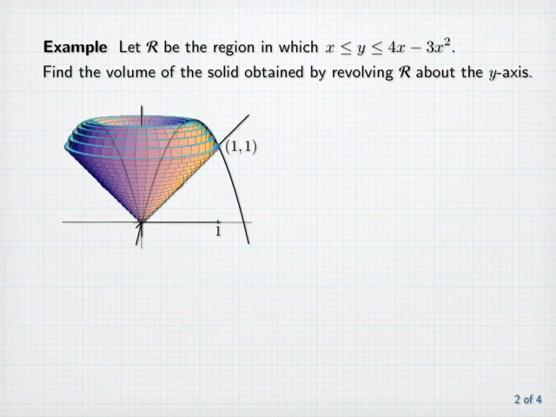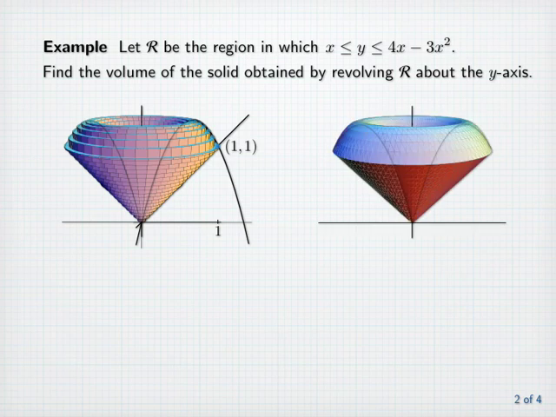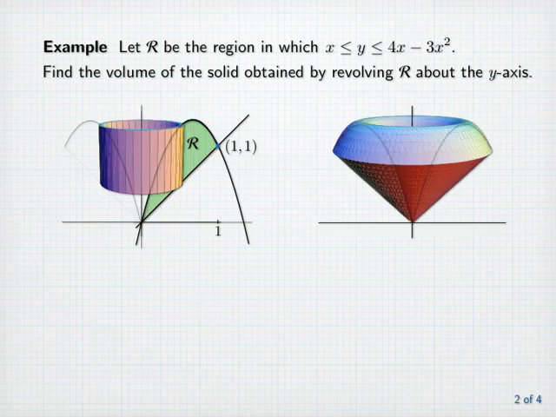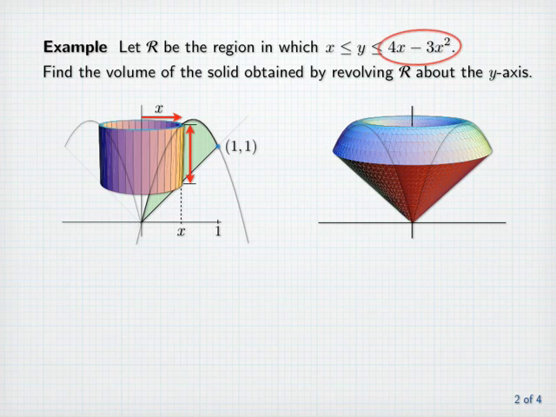Now let's put a picture of the solid to the side and go back to the typical cylindrical shell, which we assume corresponds to a slice of the region located at x. So the radius of the shell is x, and its height is the y-coordinate on the parabola, which is 4x minus 3x squared, minus the y-coordinate on the line, which is x. So the height simplifies to 3x minus 3x squared, or 3 times x minus x squared.